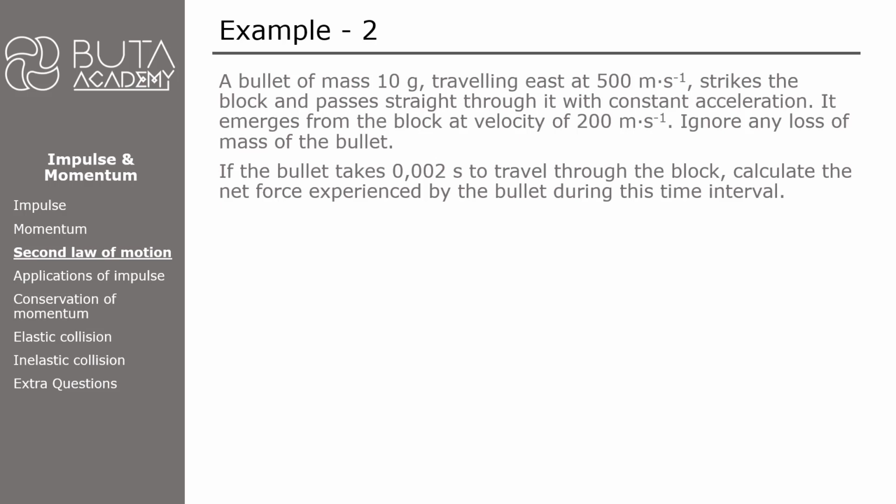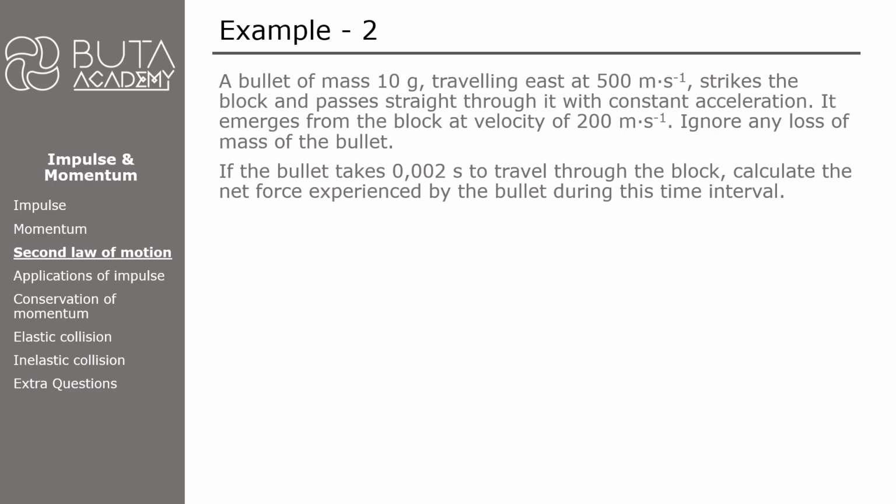In the second example, a bullet of mass 10 grams traveling east at 500 meters per second strikes a block and passes straight through it with a constant acceleration. It emerges from the block at a velocity of 200 meters per second. We can ignore any loss of mass of the bullet. If the bullet takes 0.002 seconds to travel through the block, calculate the net force experienced by the bullet during this time interval.